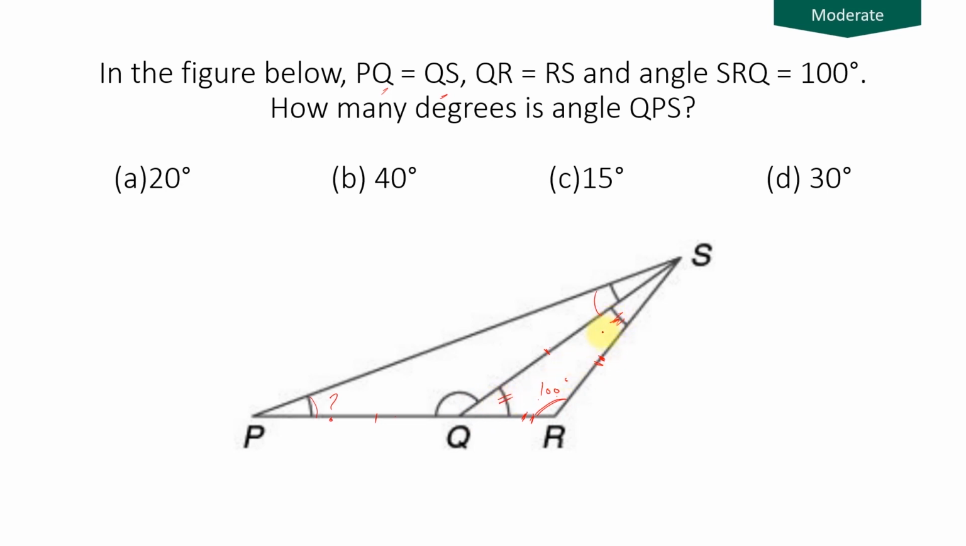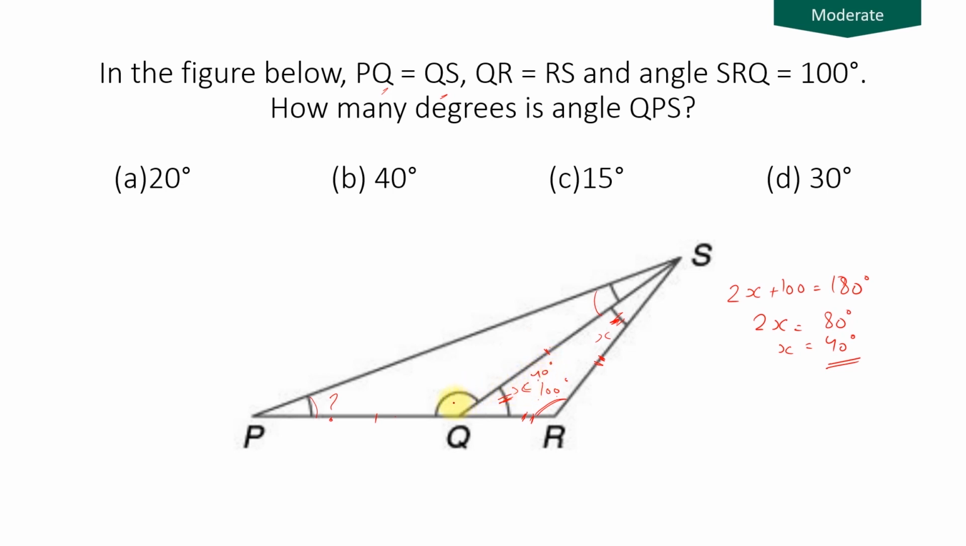Angle SQR and angle QSR, these two are equal. So if we just take them as x, so 2x plus 100 is equal to 180, since the sum of all the three angles of a triangle is 180 degrees. So that is where this equation is coming from. This gives us that x is 40 degrees. Now we know that this angle is 40 degrees.